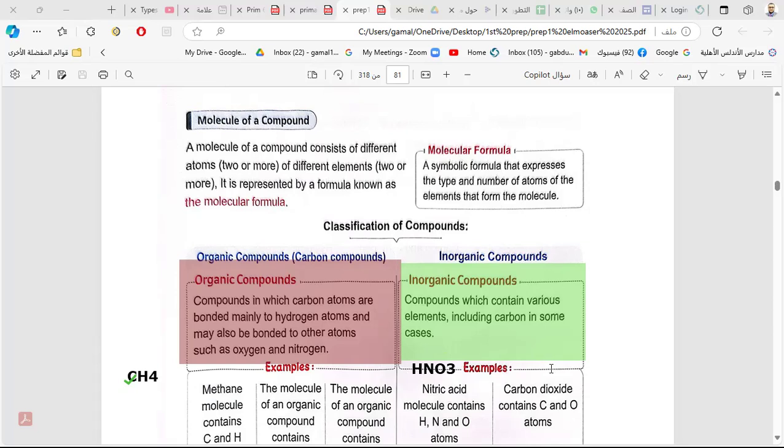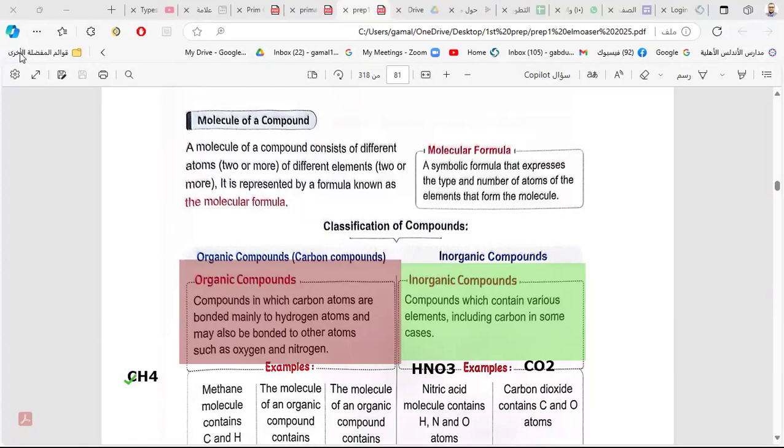Okay. And we have also another one, CO2. What is CO2? It's carbon dioxide. Does it contain carbon? Yes, it has carbon. But it is inorganic. Although it has carbon, it is inorganic. Okay? So organic must contain carbon. Inorganic may contain carbon, and may not contain carbon.